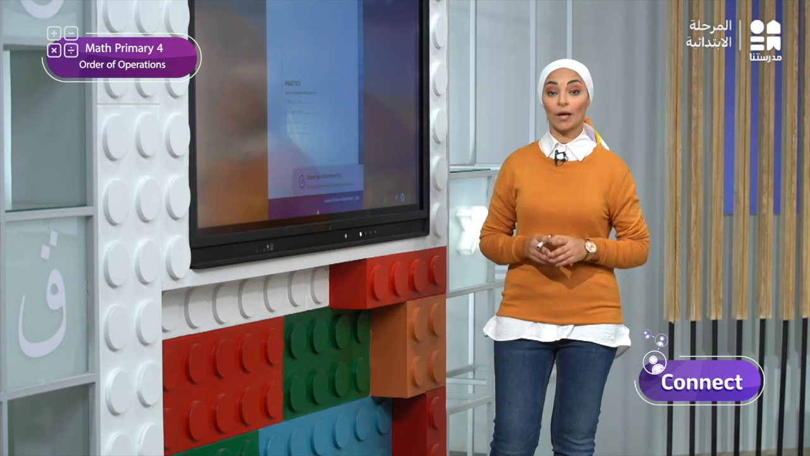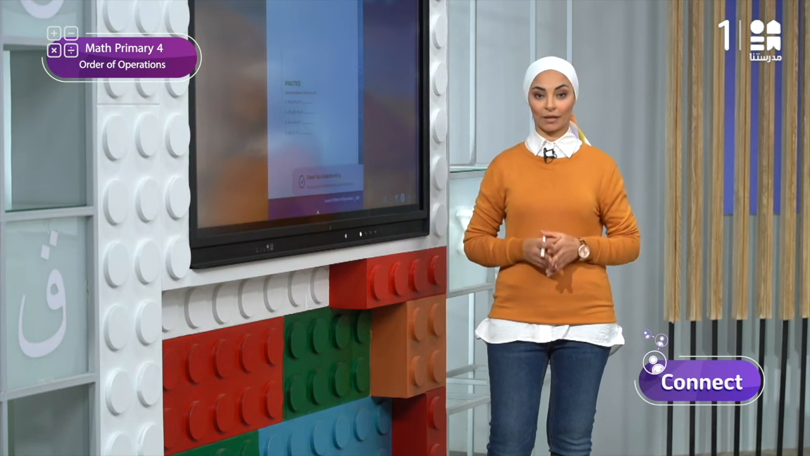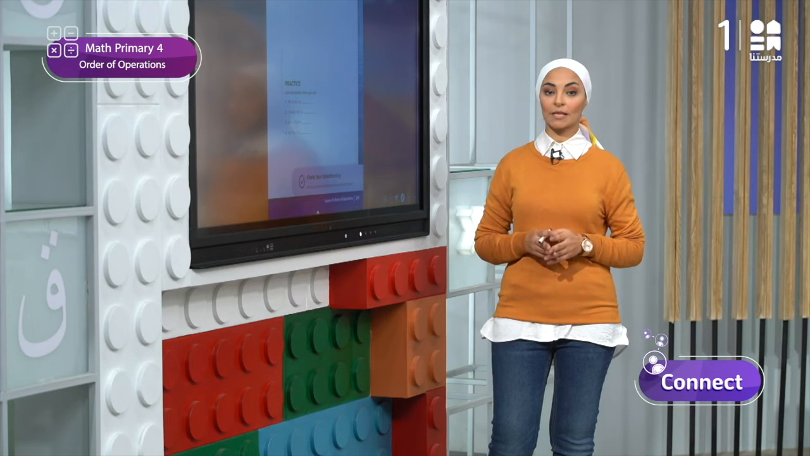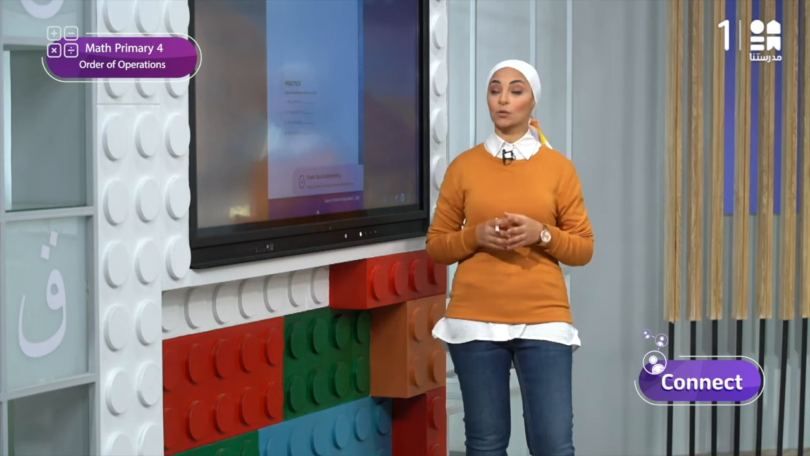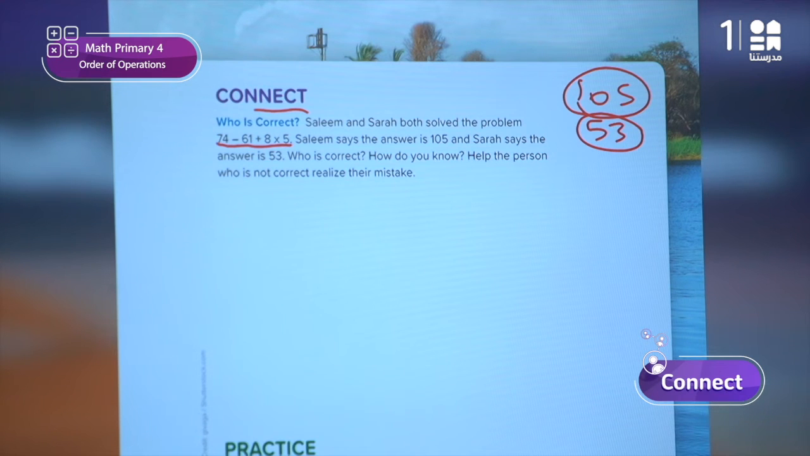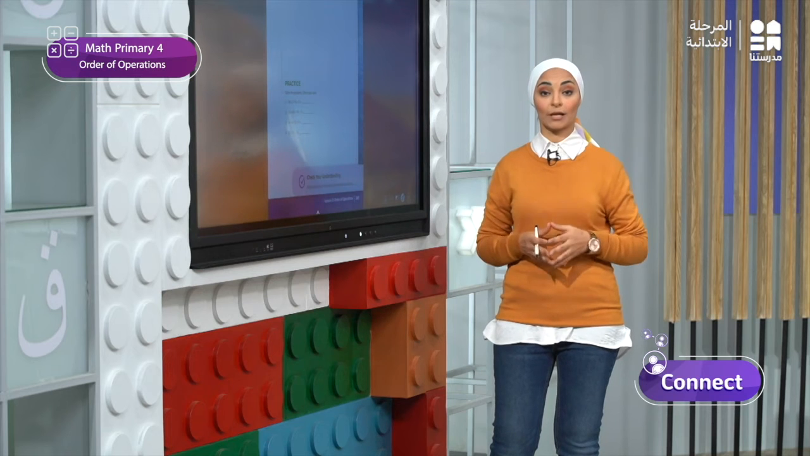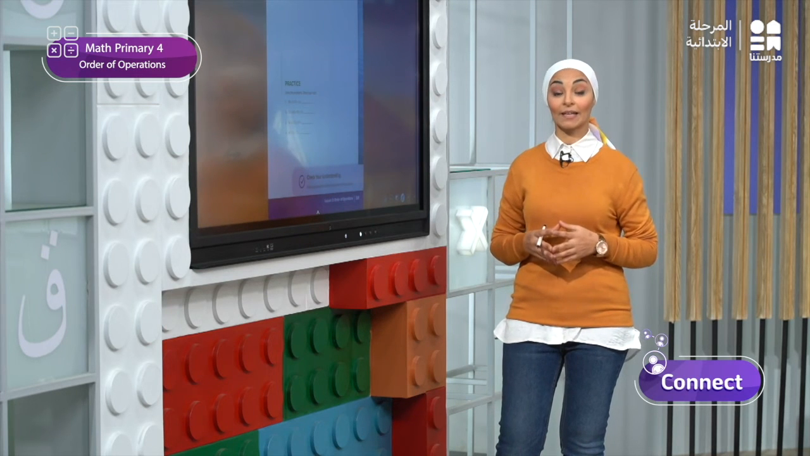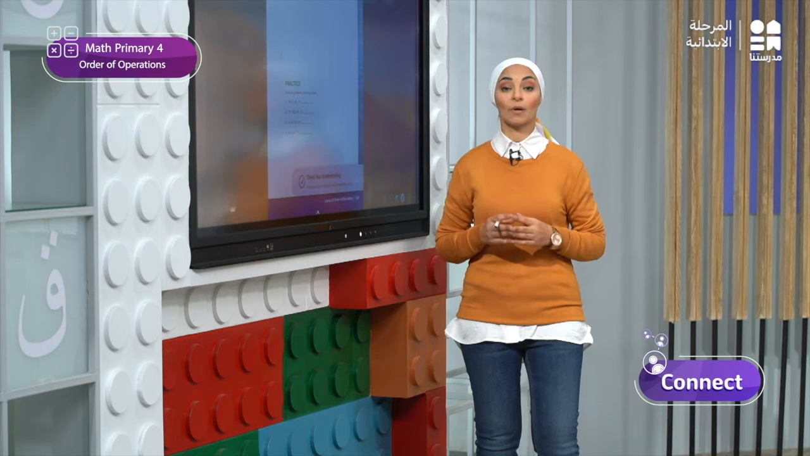And now after you have finished, let's check the answer together and see who solved it correctly. Okay, the equation as you see here is 74 minus 61 plus 8 times 5. As the equation involves multiplication, addition, and subtraction, what will I solve first? Yes, I will start with the multiplication.